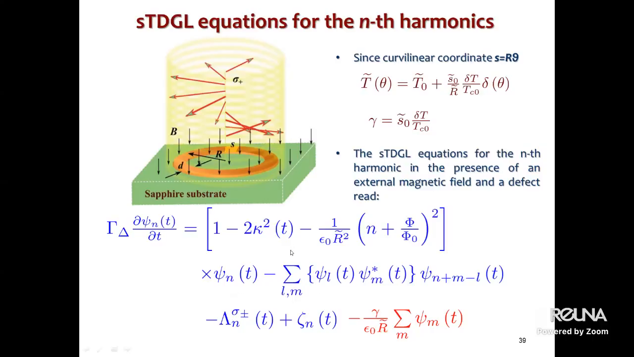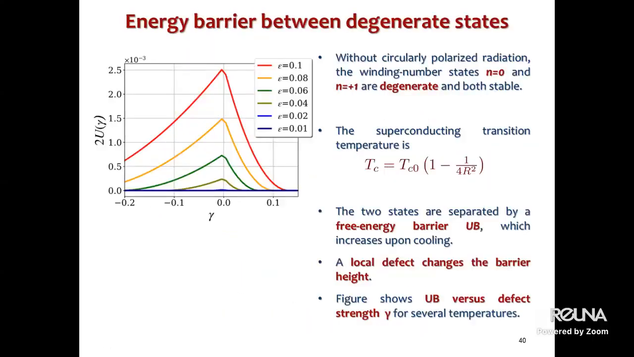Okay, now a few words about the physics in order to explain the result. So let us investigate what a local defect does. For that, it's useful to deal with the free energy of the system. As we discussed already, without circularly polarized radiation, the winding number states n equal to 0 and n equal to 1 are degenerate and stable in the absence of defect. The superconducting transition temperature of the ring is smaller than its bulk counterpart. It's standard because we deal with a ring, so the critical temperature is slightly smaller.